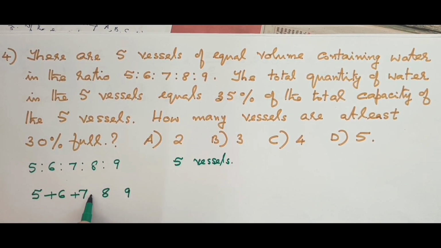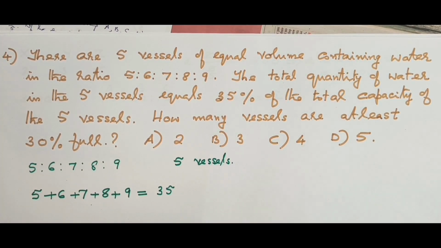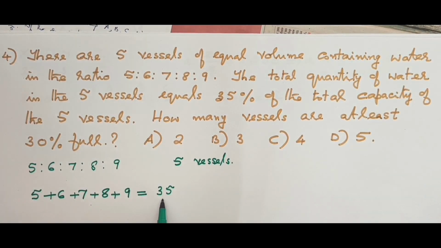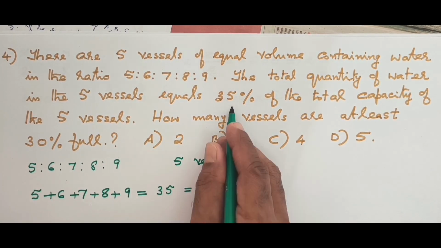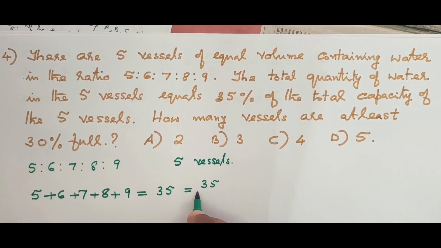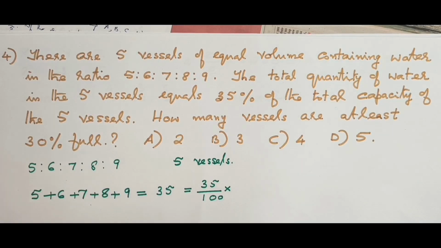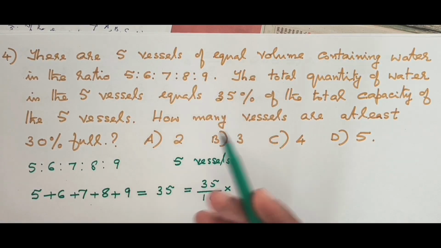If you sum these numbers, 35. So the total amount of water is 35. And the problem says what? The total quantity of water, which is 35 liters, equals 35%, which is 35 divided by 100 of what? Of means multiply. Total capacity of the 5 vessels. See, we don't know the capacity of each vessel, but they are all of the same capacity or equal volume.